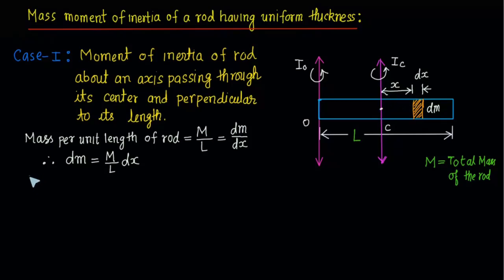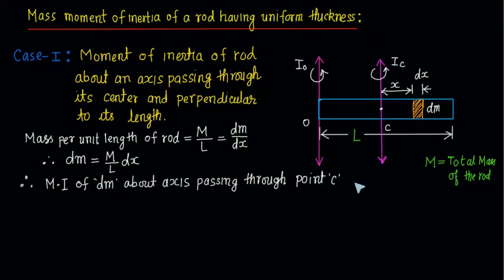Therefore, the moment of inertia of dm, I am just taking dm, friends, not the total rod, about the axis of rotation, this axis of rotation which is passing through C. This is very simple, we have already defined it. Mass into square of distance, that is x square into the mass. So this is nothing but the moment of inertia of this particular mass.